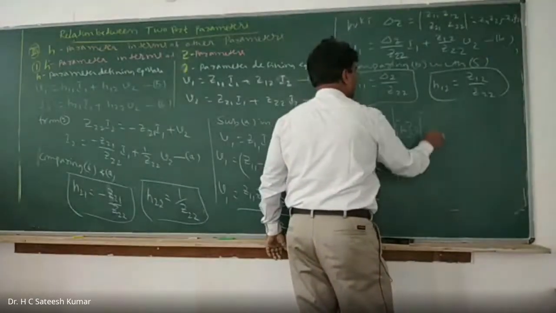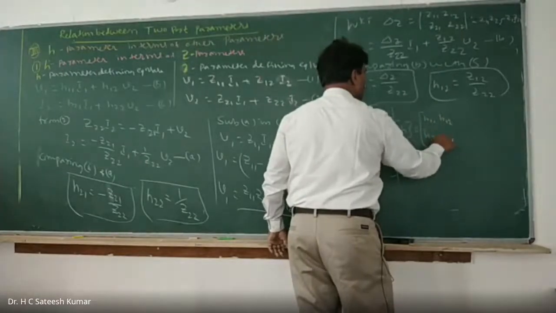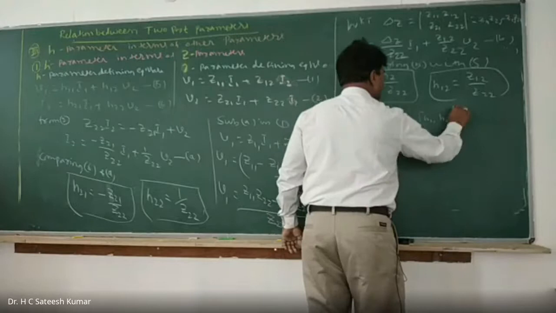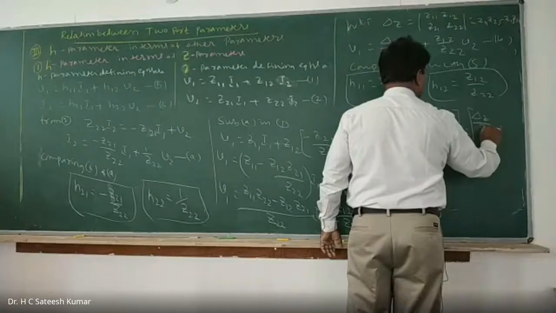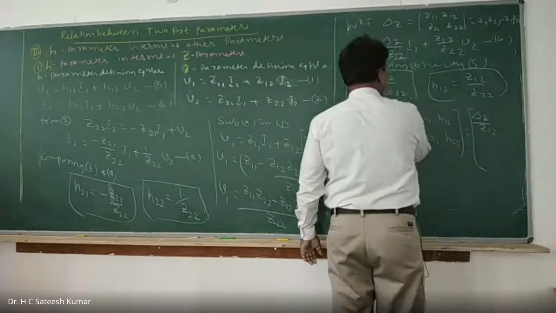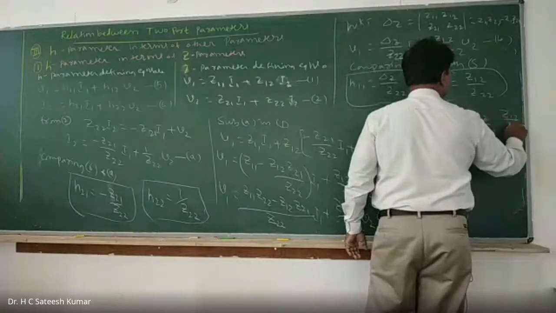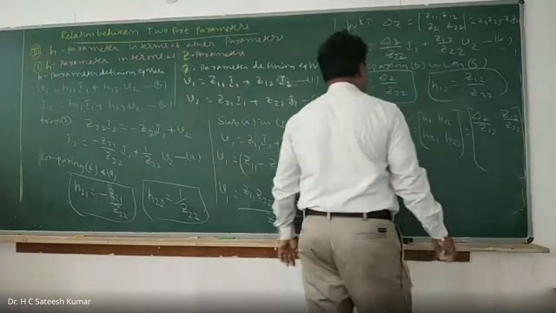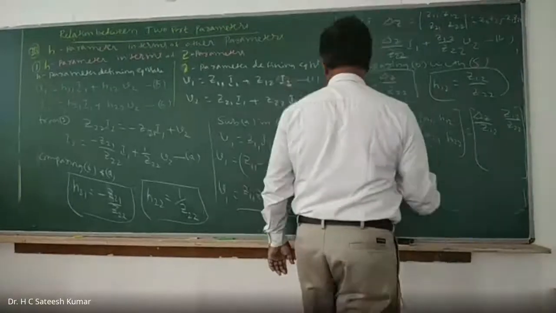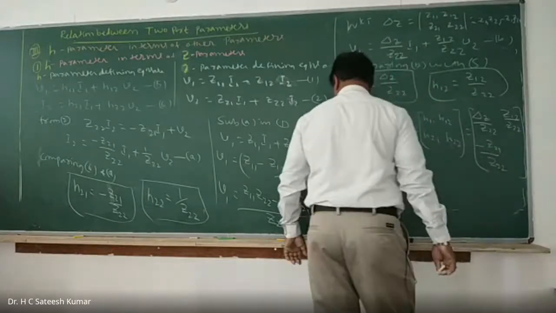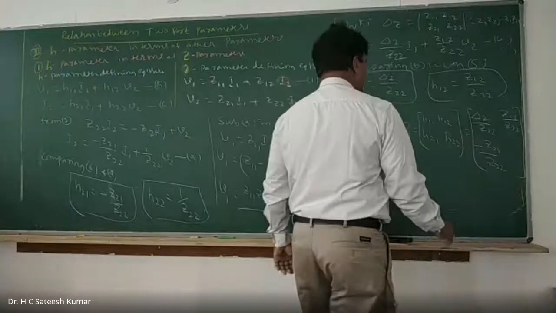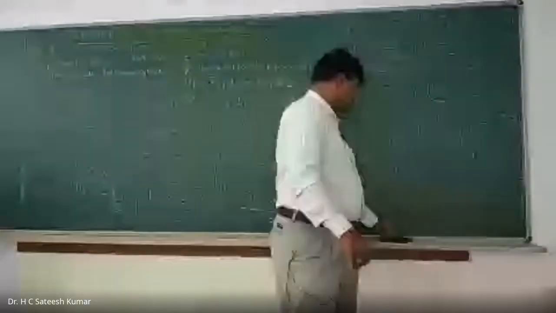H parameters are given by H11, H12, H21, H22. H11 is delta Z divided by Z22. H12 is Z12 divided by Z22. And H21 is given by minus Z21 divided by Z22. And H22 is 1 by Z22. Okay, right. So that is your H parameter representation in terms of Z parameters.